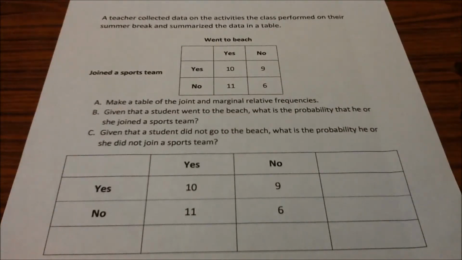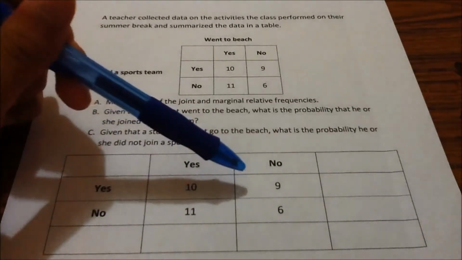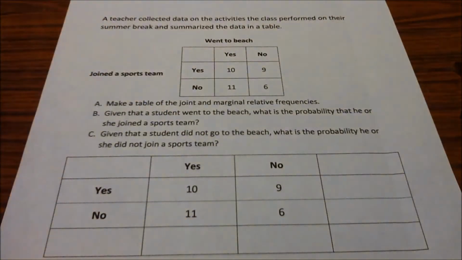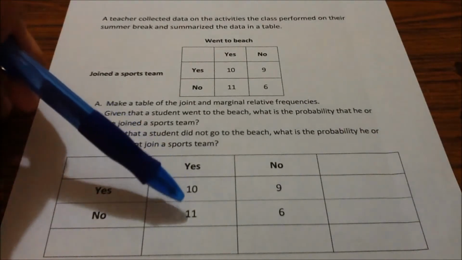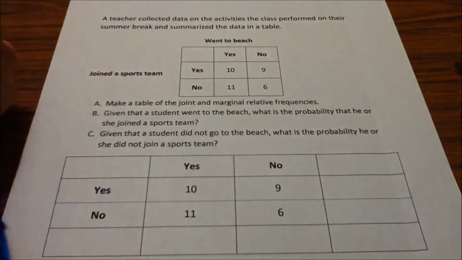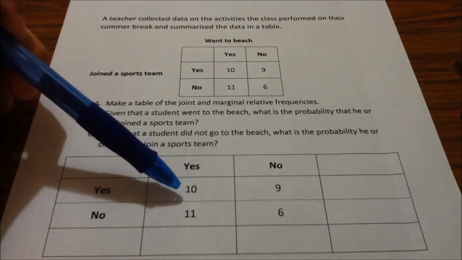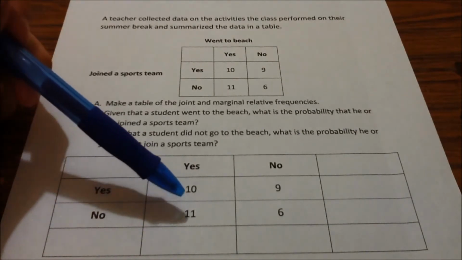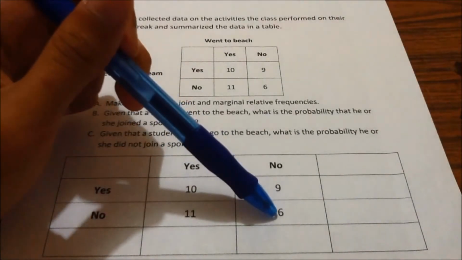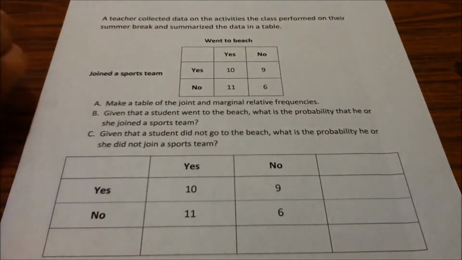As you can see here, I made a new table so that we can find the joint and marginal relative frequencies. Now, to find the joint relative frequencies, we have to take the values in each category and divide it by the total number of values, which is 36. To find the total number of values, you need to add the values in each category altogether. So, to find the joint relative frequencies, I'm going to do 10 divided by 36, same with 11 over 36, 9 over 36, and 6 over 36. And you can use the calculator to do that.